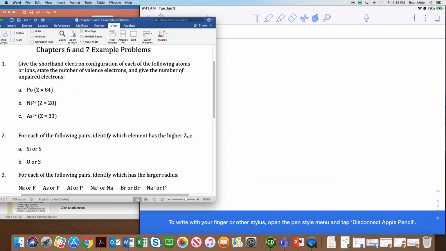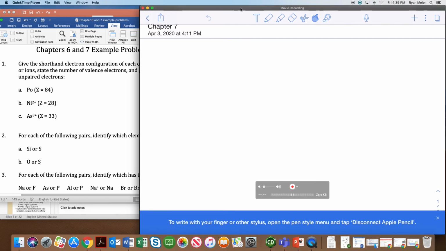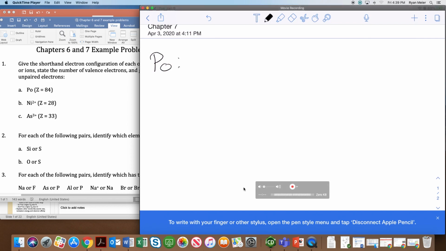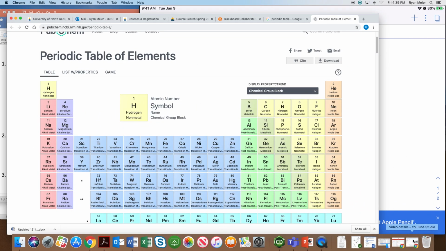So for polonium, if I get my iPad ready here, we want to give its electron configuration. The first thing we have to do is figure out where it is in the periodic table. You do see these Z equals and the numbers there. Hopefully it's a refresher from earlier this semester when we talked about atomic number. That Z equals 84 means polonium's atomic number is 84. So if we're looking for it in the periodic table, we're going to find element number 84. Here it is. And so there's where polonium is in the periodic table.